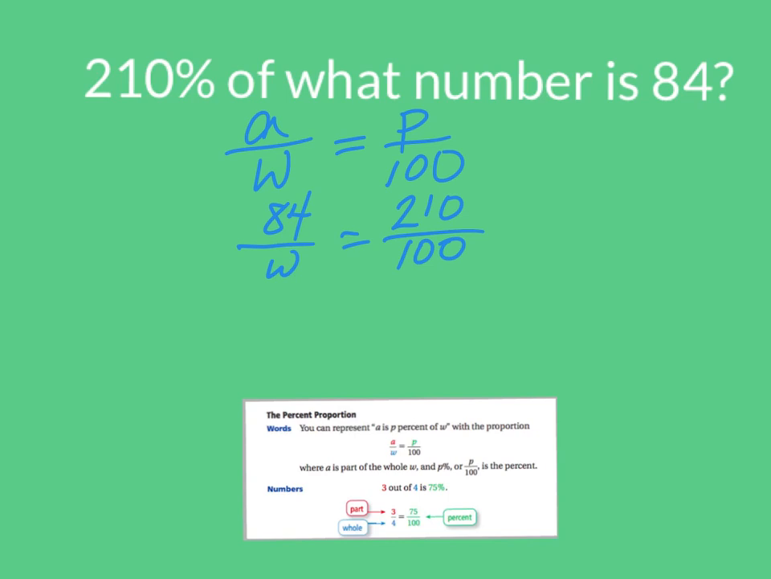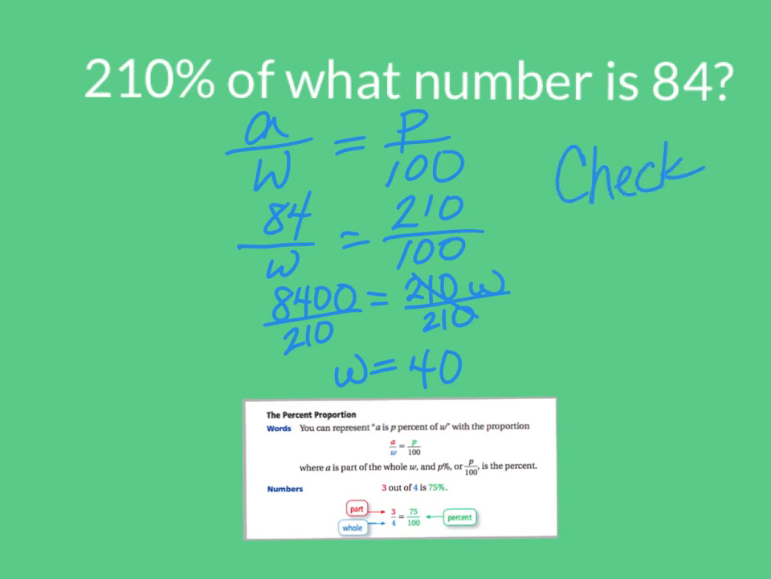For this one, I'm going to use cross products. Don't see a real easy mental math. So 84 times 100, I'm going to end up with 8,400. And then 210W. I'm going to divide both sides by 210 to isolate that W. W equals 40. Okay. Again, if I wanted to check, I can put in that value for W. If I do 84 divided by 40 on my calculator, I should end up with the decimal for 210%, or 2 and 1 tenth.